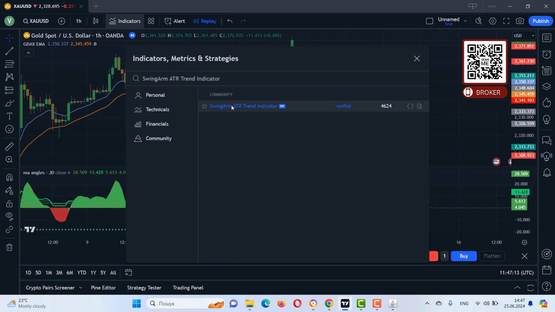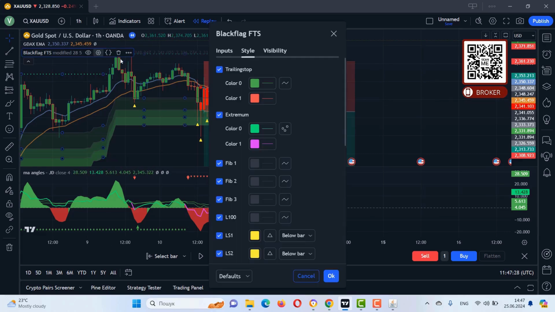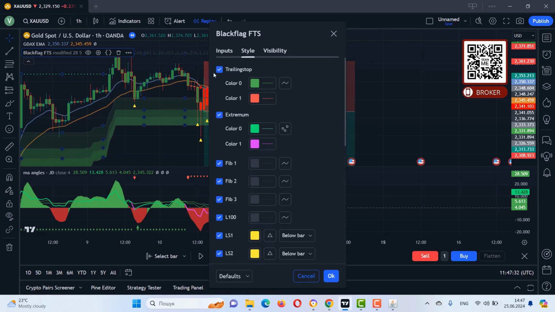By the way, I will list all the indicator names in the description beneath the video, and add them to the chart. Here, I'll include it and you can contribute more. Let's look at the settings. So we need to customize it as well.